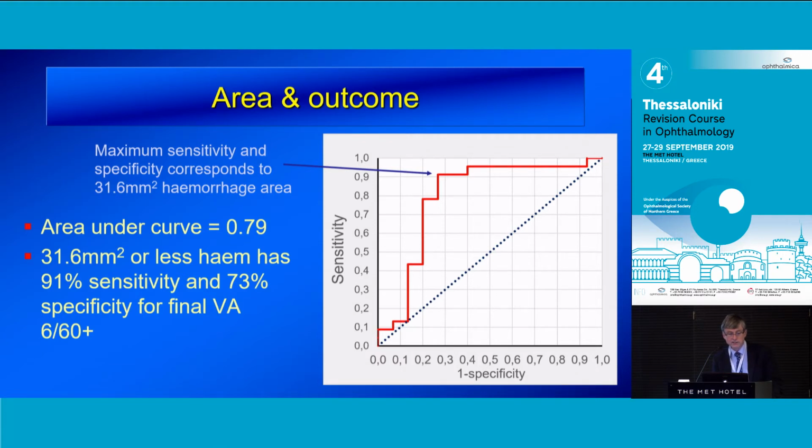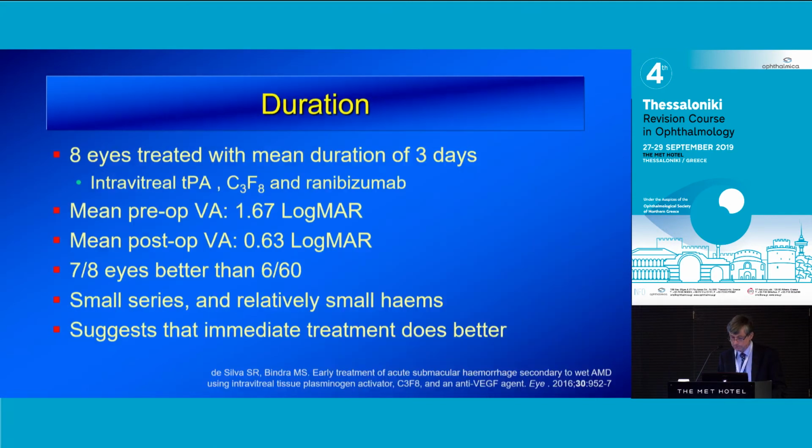And Julio Gonzalez showed in this ROC curve, the area under the curve is nearly 80%. And that if the area of the hemorrhage is more than 30 square millimeters, that has a 90% sensitivity and 73% specificity for predicting final vision of 6/60 or better.